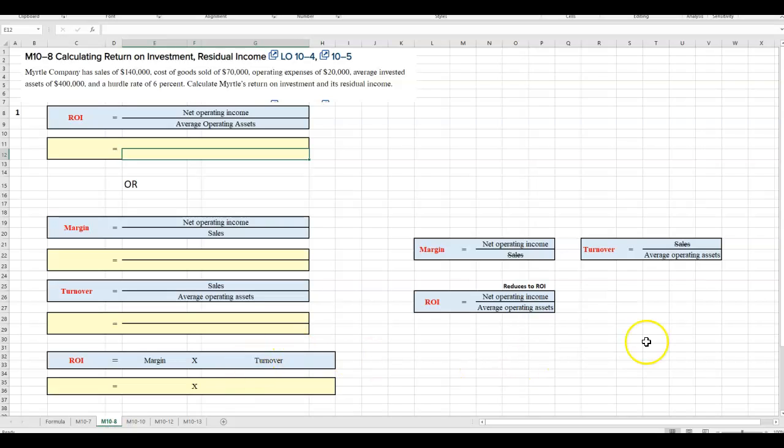Okay, mini exercise 10-8. In this one, it gives some information on sales, cost of goods sold, operating expenses, and average invested assets with a hurdle rate of 6%. Again, calculate return on investment and residual income. Net operating income: in this one, it didn't actually give you the net operating income. You've got to calculate it.